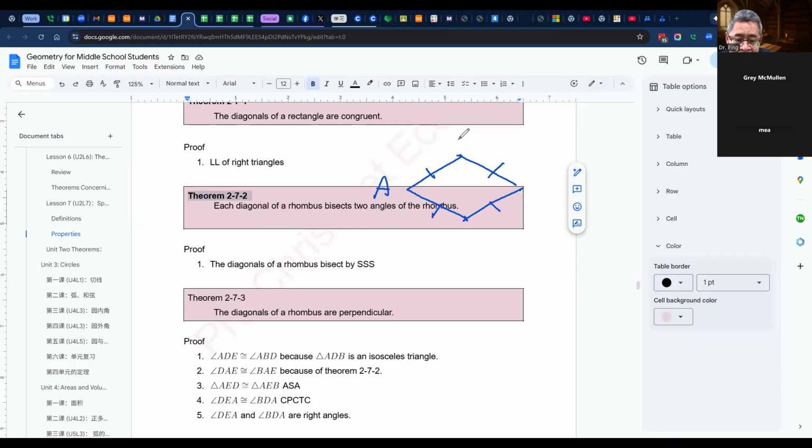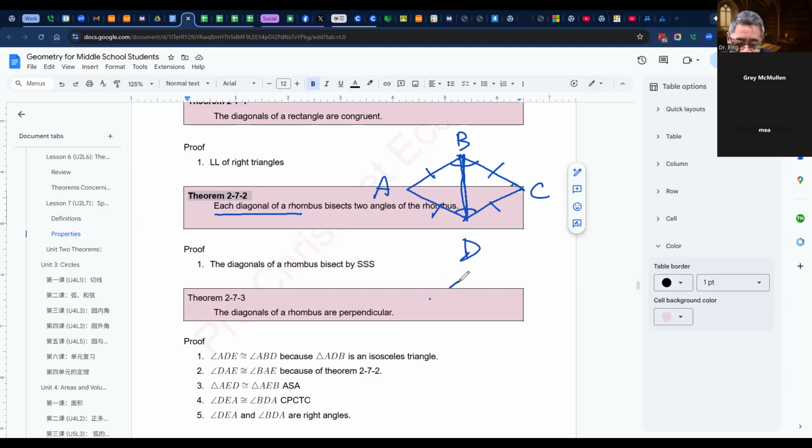So we got A, B, C, D. So if you connect them, we say each diagonal of the rhombus bisects two angles of the rhombus. So this one will bisect this angle and that angle. And this is actually pretty easy to prove. Basically we got two triangles.